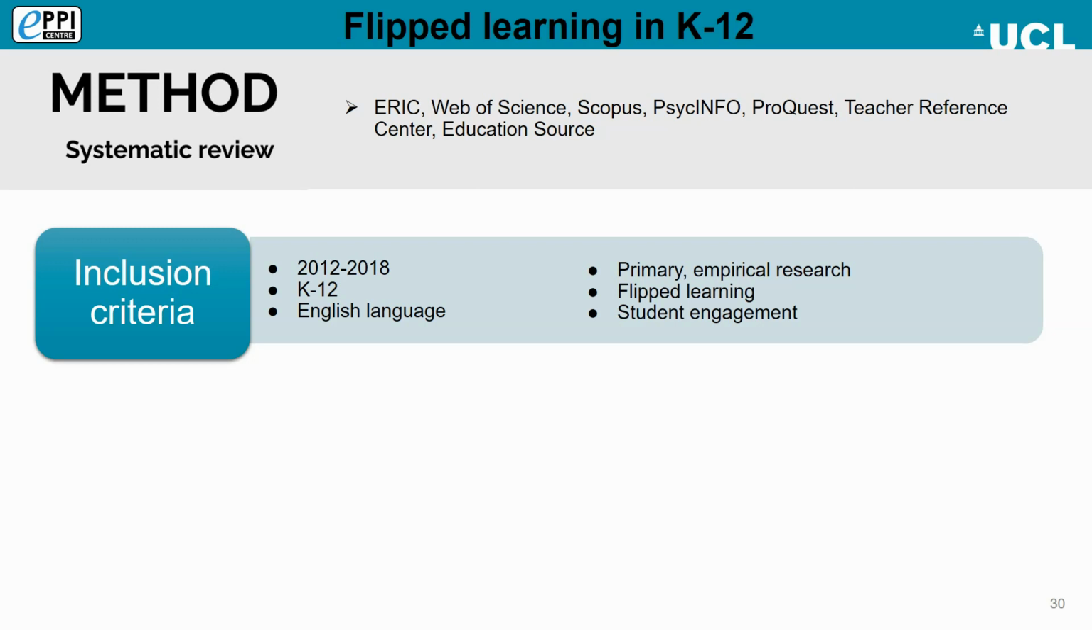So I also focused on primary empirical research, studies that used the flipped learning approach and that were focused on student engagement. And again, I did not search for student engagement terms explicitly within the search string. And that was a conscious choice to ensure that all of the different permutations of engagement might be included.